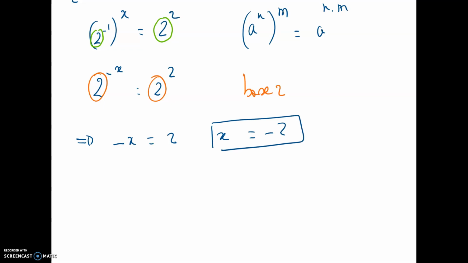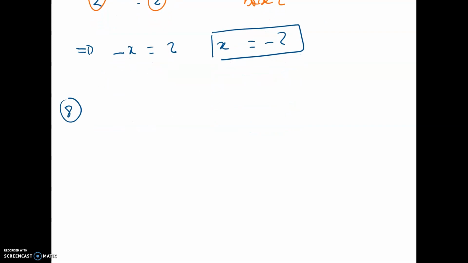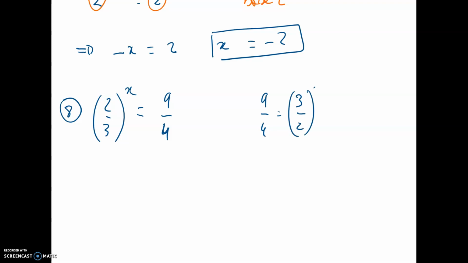All right. Let's try to do problem number 8. If I do problem number 8, we got (2/3)^x equal 9/4. So I want to simplify 9/4. I can see 9 is 3 squared, 4 is 2 squared. So I can literally have 9/4 equal (3/2)^2.